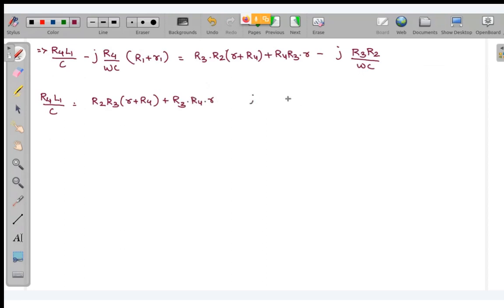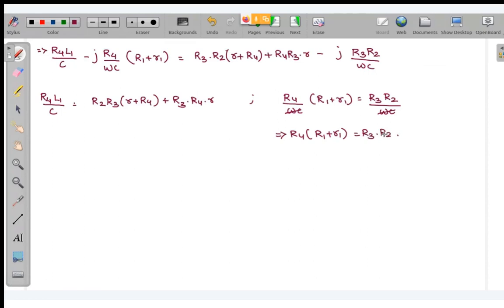So R4 by omega C, R1 plus R1 is equal to R3 R2 by omega C. So omega C gets cancelled. So you get R4 R1 plus R1 is equal to R3 into R2. Tell me, is it clear up to this point?